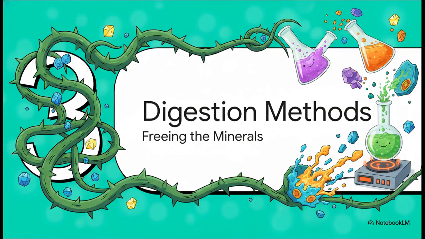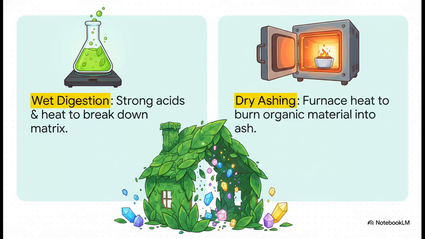Moving on to Section 3, Digestion, freeing the minerals. So we're at a bit of a methodological crossroads here. According to foundational methods, we can either use wet acid digestion or dry ashing. Wet digestion uses really strong acids, like that nitric acid we mentioned, combined with heat to chemically obliterate the organic material while it's in a liquid state.